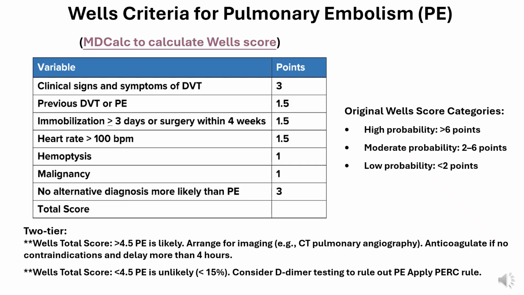Wells total score greater than 4.5: PE is likely. Arrange for imaging, e.g., CT pulmonary angiography. Anticoagulate if no contraindications and delay is more than 4 hours.